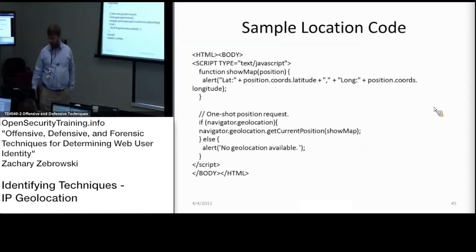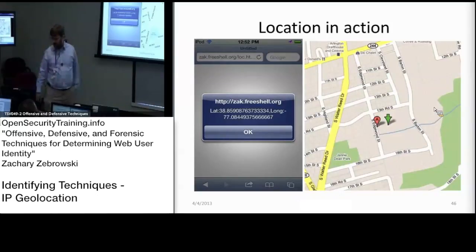The sample JavaScript locations code is incredibly easy. Basically, if navigator.geolocation exists, navigator.geolocation.getCurrentPosition, and then we're calling the JavaScript function showMap. ShowMap is accepting a position which has a coordinates.latitude and a coordinates.longitude, which you can do whatever you want with. So yeah, it's very interesting. And again, here's a sample. That's the latitude and longitude returned by the API, the A right here. The green arrow is where I actually was, so it's very accurate.